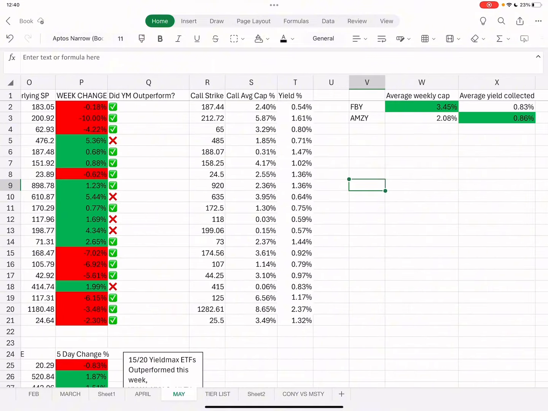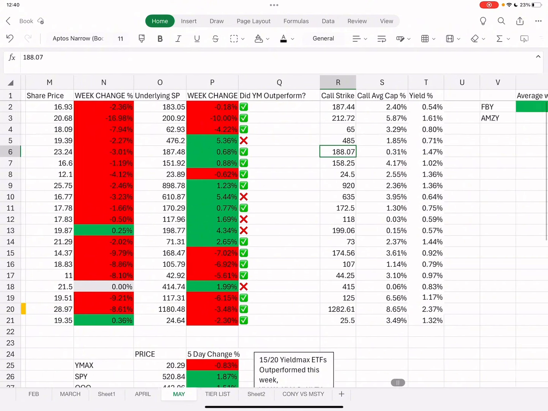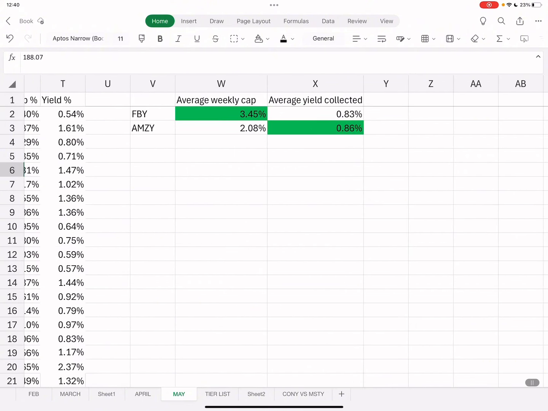Lately, I've been noticing AMZY strikes have been super close. As you can see, last week Amazon started at 187. The average strike price was 188.07, so it only gave us 0.31% room to run. So obviously the other fund is winning in that mark. But what's the average yield collected on those premiums? Well, their average is 0.83%, and AMZY is actually beating that by about 3 basis points.